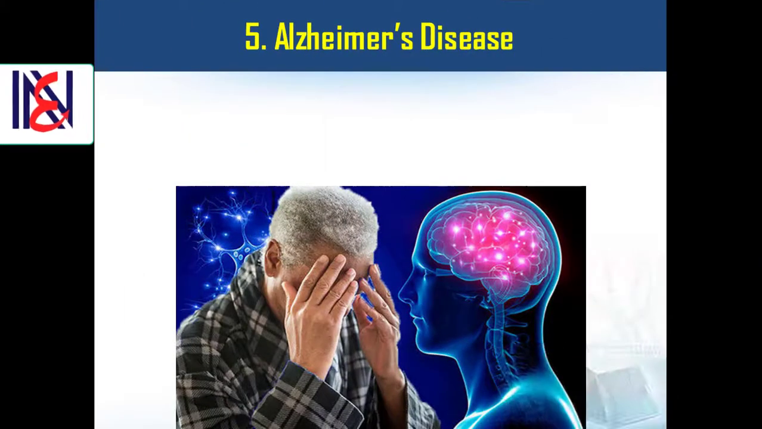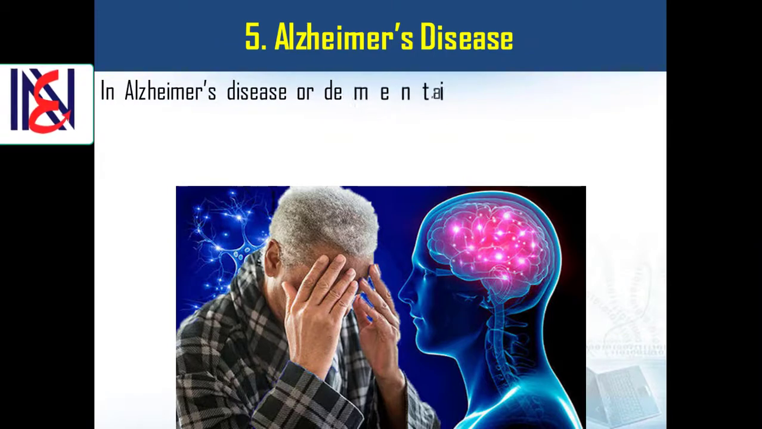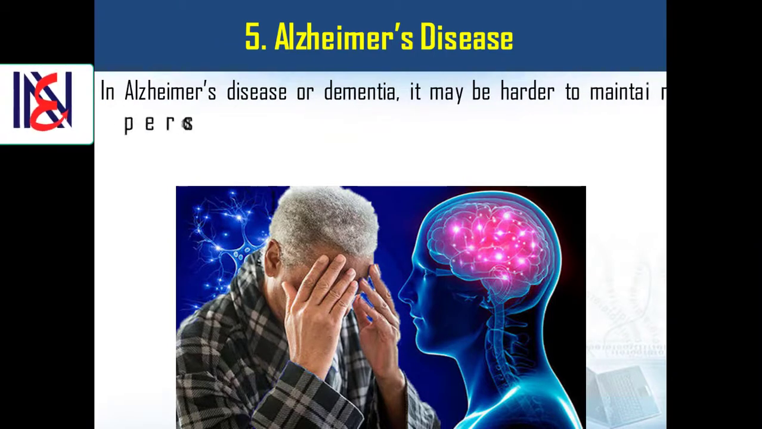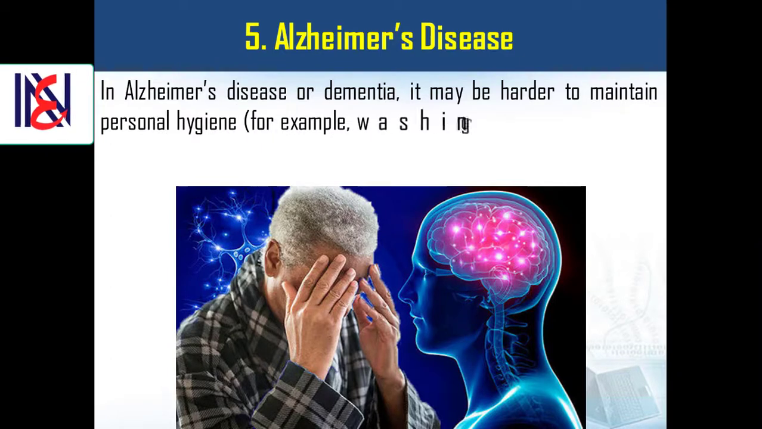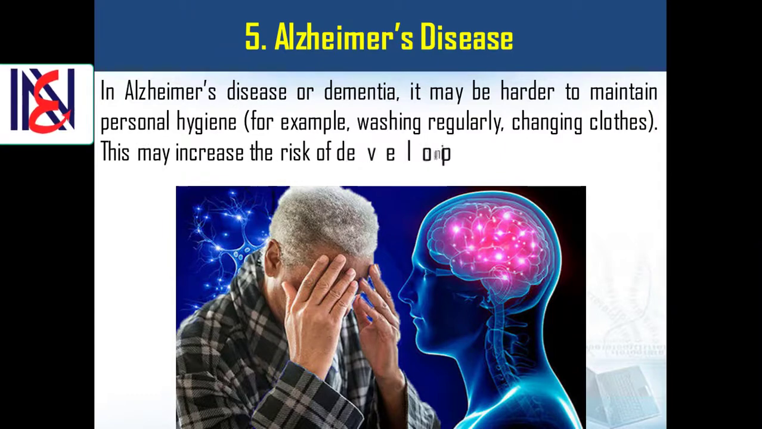5. Alzheimer's disease. In Alzheimer's disease or dementia, it may be harder to maintain personal hygiene, for example, washing regularly and changing clothes. This may increase the risk of developing a urinary tract infection.